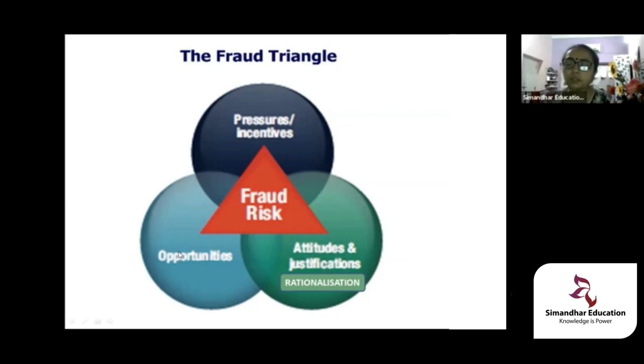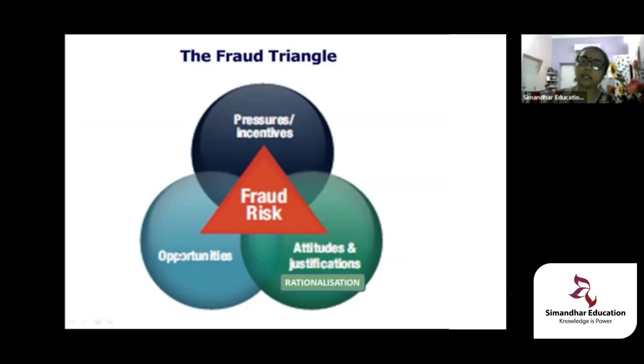Secondly, attitude, justification and rationalization. So give him moral science classes. Tell him about ethics, that it is wrong to do fraud. We should only take things that are available to us, not do chori. What is the final repercussion? You'll land up in jail. You'll be worse off than before for a few pounds. So why do you do it? So this justification should not be there. That is why you teach him about that.